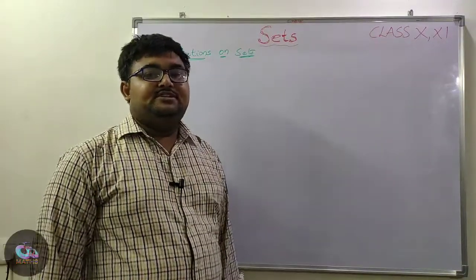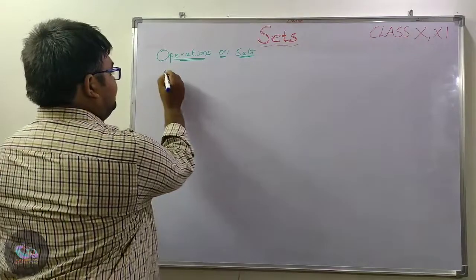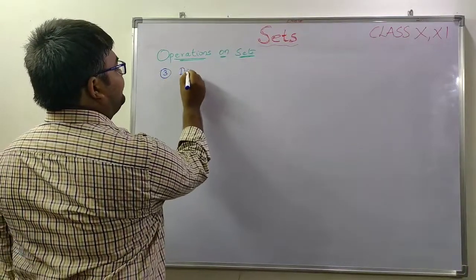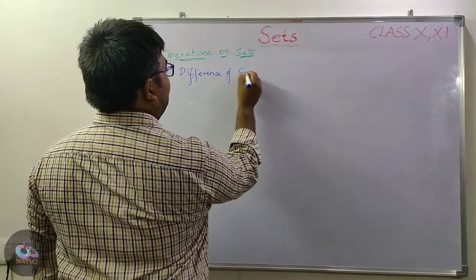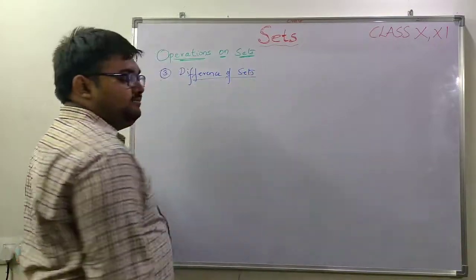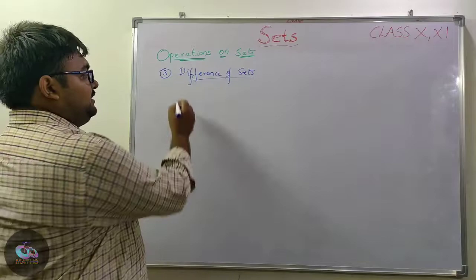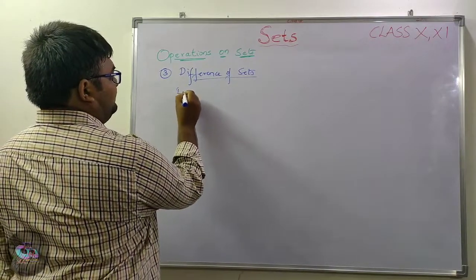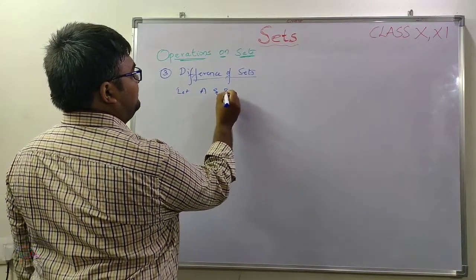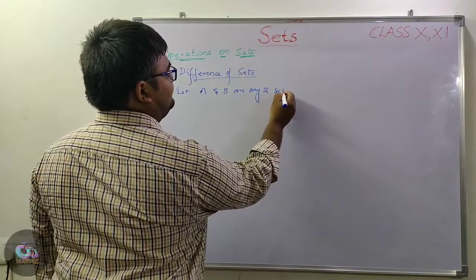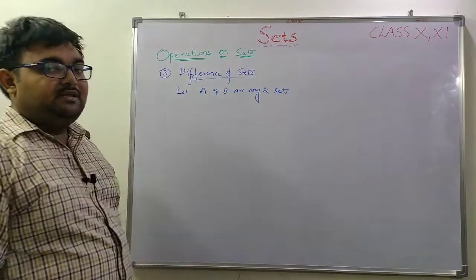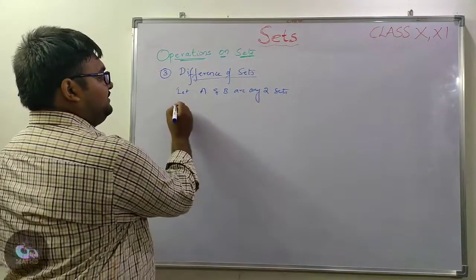Now the next operation is the third one, the difference of sets. Now let A and B be any two sets. So we are considering two sets A and B.